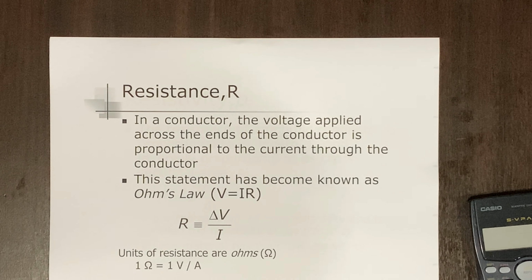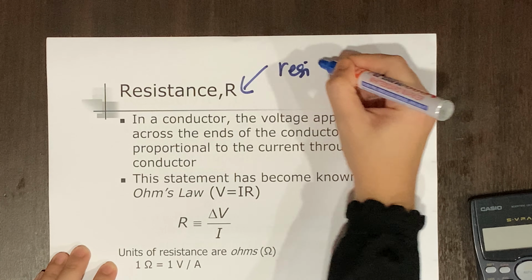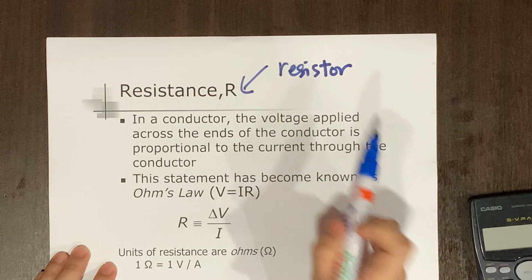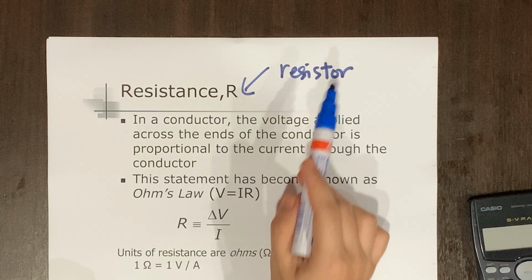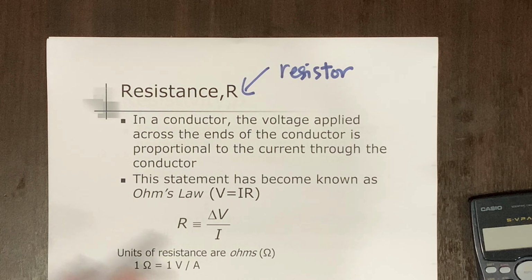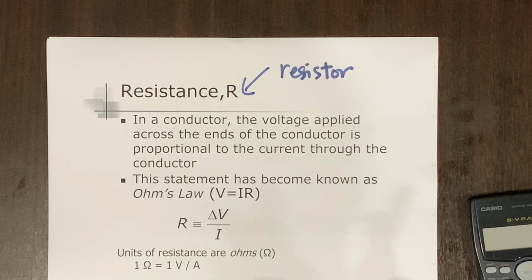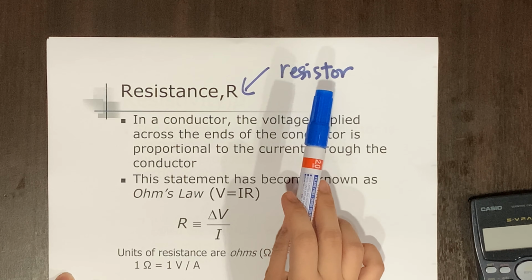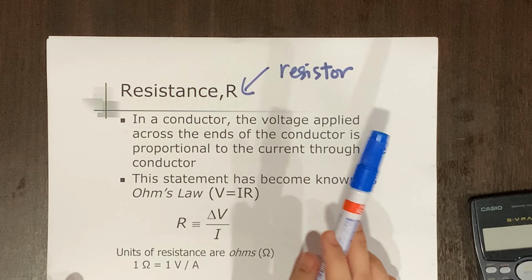Okay, next, resistance. What device measures resistance? It is the resistor. Okay, what is the function of the resistor? In every circuit there will be a resistor. Why? Very good. To control current from overflow. If the current overflows, there will be sparks or it may explode. So the function of a resistor is to control current from overflow.